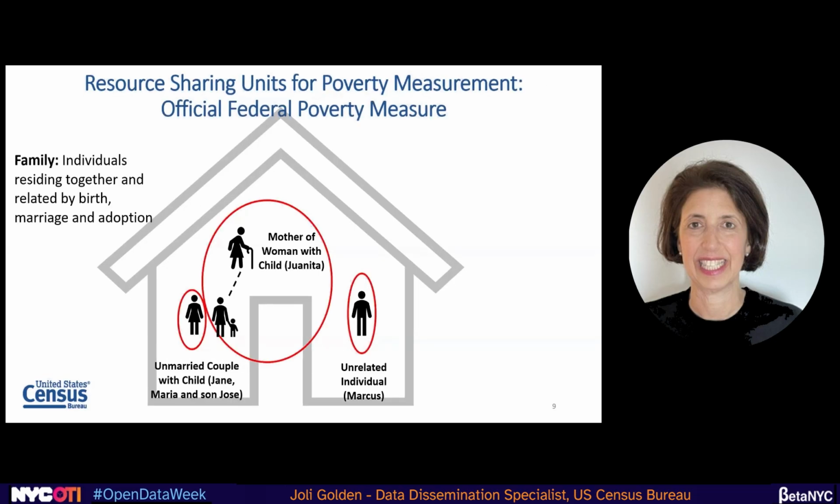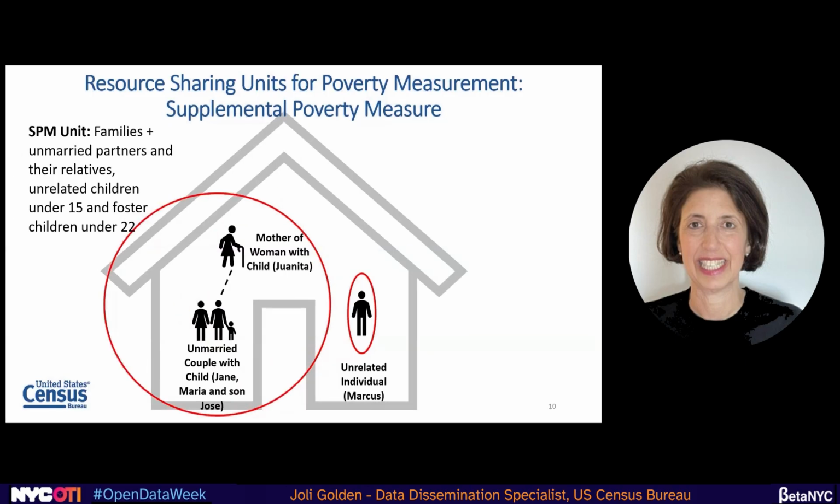In terms of the official federal poverty measure, those are people who are residing together related by birth, marriage, and adoption. In this household, breaking it down, Marcus remains separate, right? He's not related to any of the others. Of the unmarried couple, Maria, her son Jose, and her mother Juanita would be considered one unit. And then Maria's partner, Jane, would also be considered separate. So you can see that's how they would be looked at.